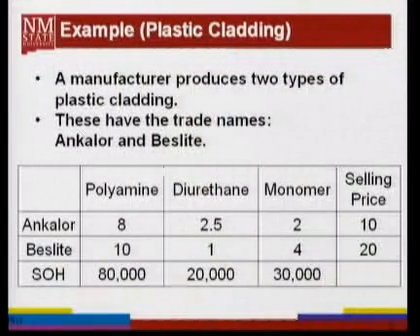Good evening. Today I'm going to continue the plastic cladding problem that was left over from last class. This is for sensitivity analysis. In this example, a manufacturer produces two types of plastic cladding, Encolor and Bakelite. This table summarizes the given information, such as resource requirements, resource availability, and the selling price.